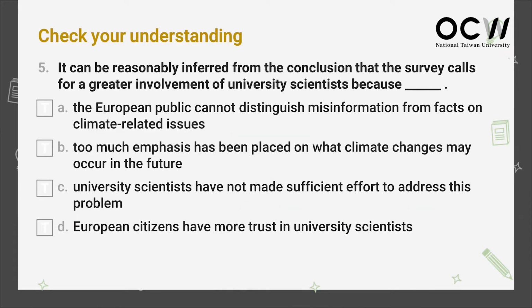Now, let's look at the conclusion of this text. It can be reasonably inferred from the conclusion that the survey calls for a greater involvement of university scientists because of what? Again, there are 4 different options. Pick the one that is most suitable. The option that is most suitable will be option 4, where European scientists have more trust in university scientists. And hence, in the process of communication, more collaboration should be done with university professors.